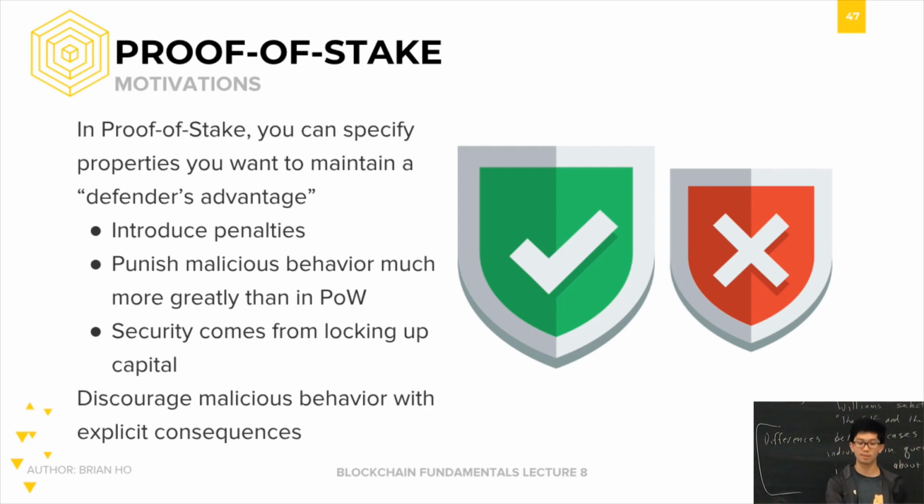So we can introduce penalties, and we can punish malicious behavior more greatly than in proof of work. And so rather than securing the network by burning energy like in proof of work, we achieve security by locking up capital that people aren't willing to lose in proof of stake. So we discourage malicious behavior with explicit consequences in proof of stake. So that's a bit of the motivations.